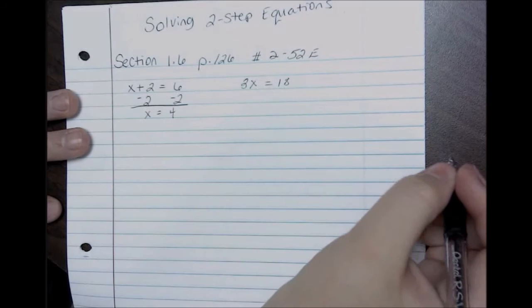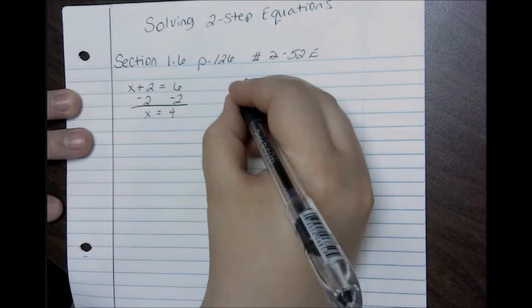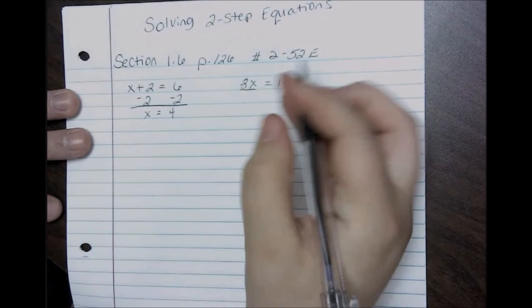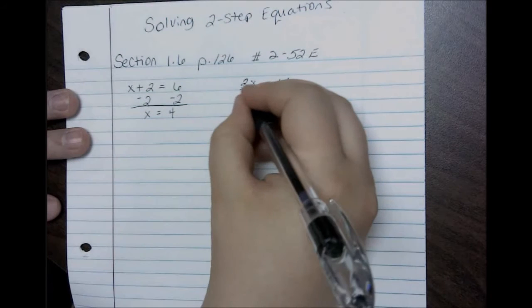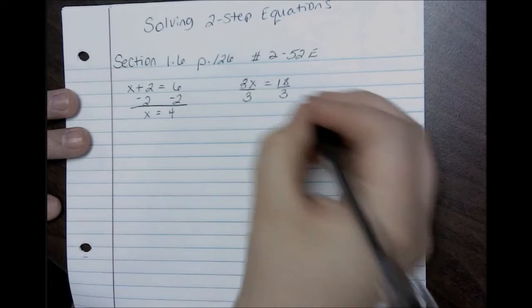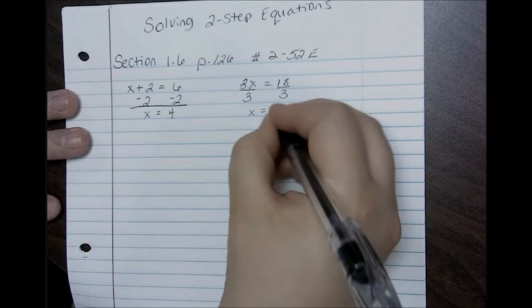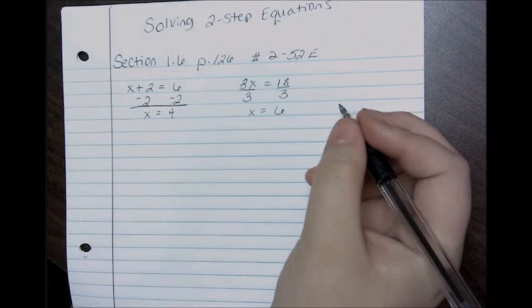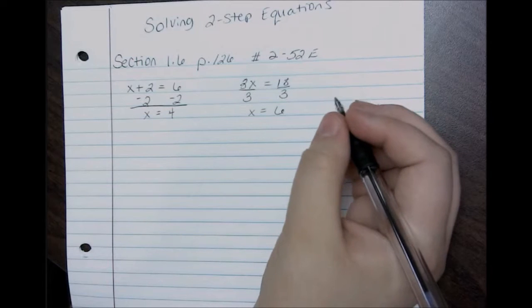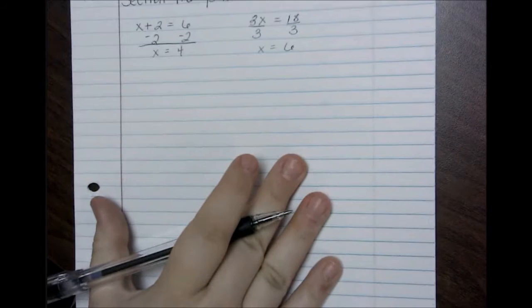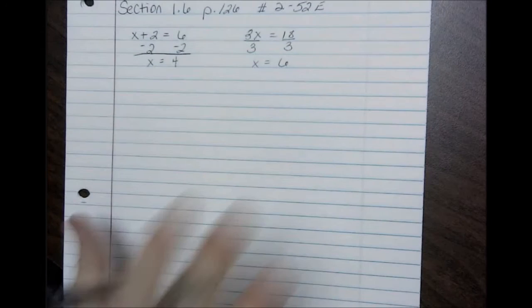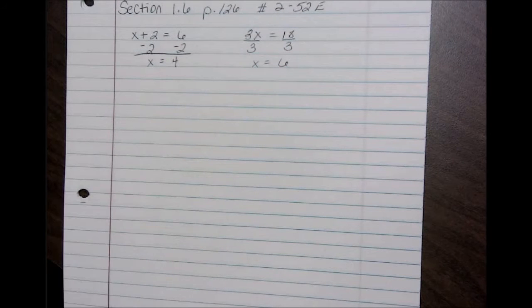And then in section 1.5, we had something along the lines of 3x equals 18. And the way to get the x by itself would be to do the opposite of what's being done to it. So since this 3 is being multiplied by the x, the opposite would be to divide, which would give me x equals 6. So in this lesson, we are going to combine these two steps of solving. We are going to be on page 126, working problem numbers 2 through 52 even.